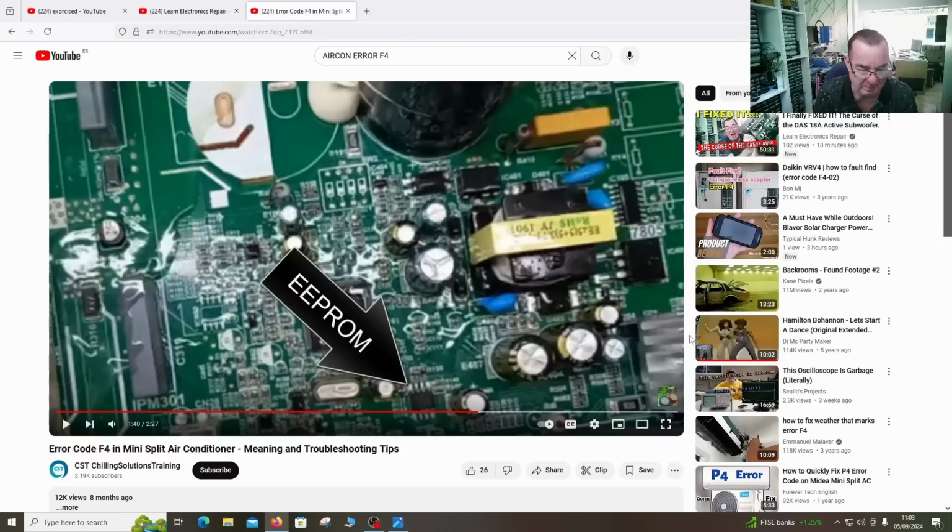Well, shouldn't we reprogram it? I don't know. I don't know how we get the firmware. Could be interesting, this repair.